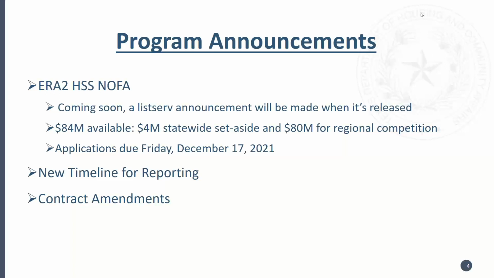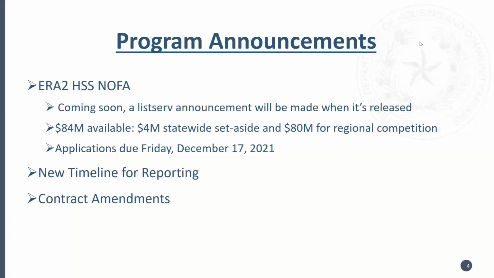It's going to be for 84 million. 4 million of that is going to be a statewide set aside. So organizations that have a statewide presence and provide statewide services, or a majority of the state, for example, a balance of state type setup, or if you're more than just a regional organization, you do have several statewide offices. And then there will be a competition for $80 million regionally by TDHCA's 13 state service regions.